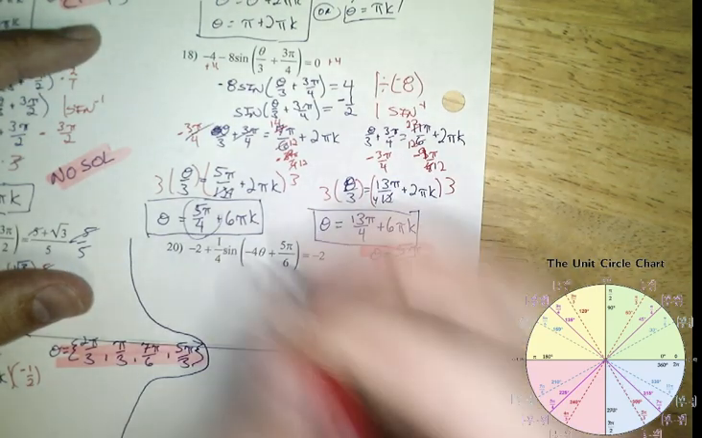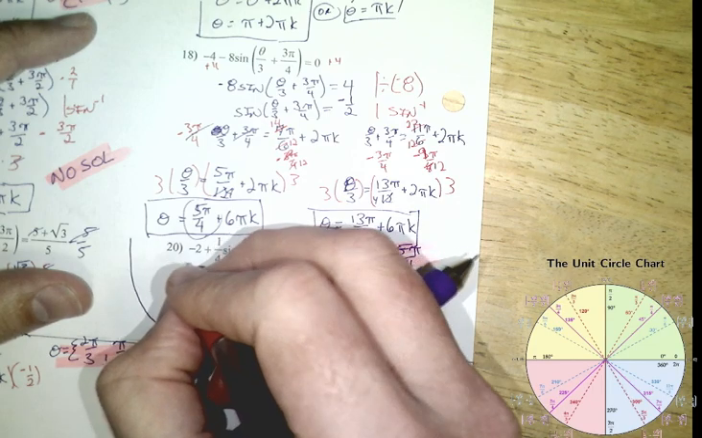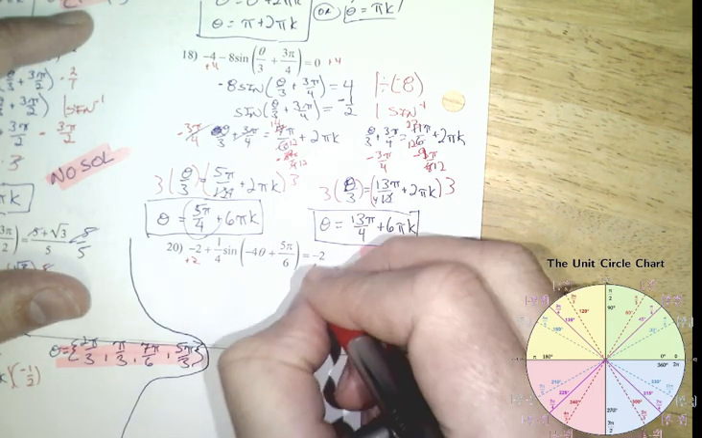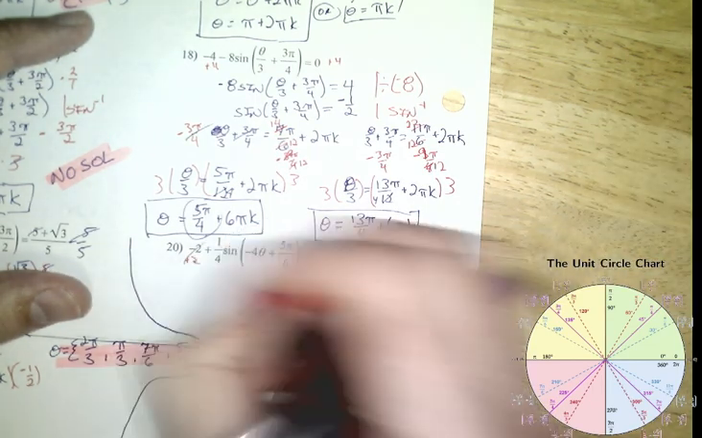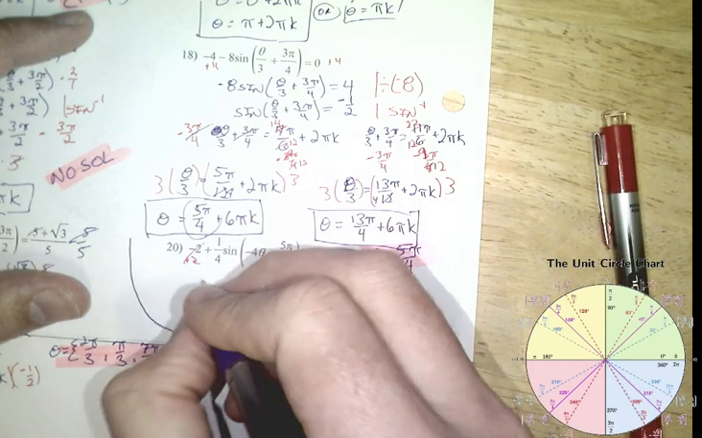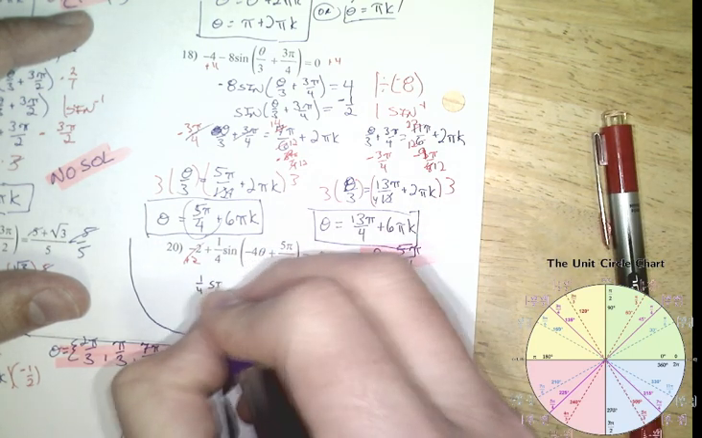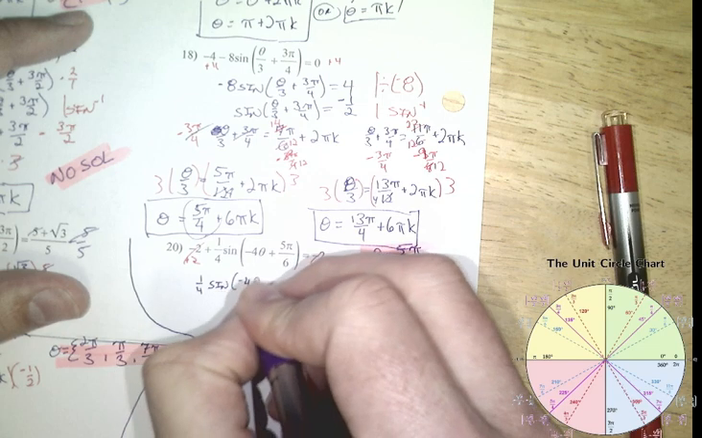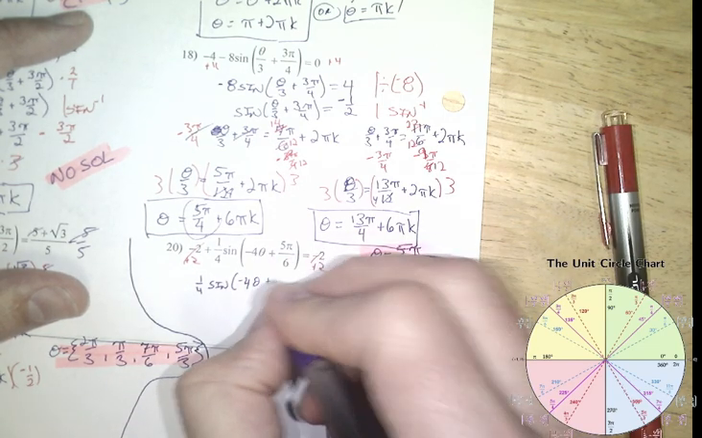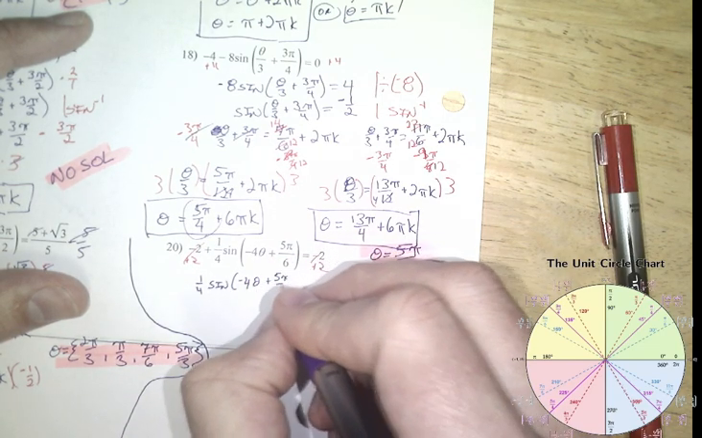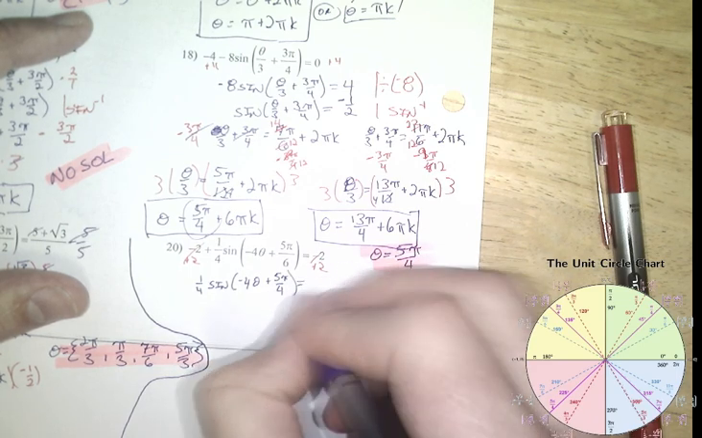So let's knock out the last one. This is the longest of the videos. We're going to add 2. That's going to give us 1/4 sine of negative theta plus 5 pi over 4 is equal to 0.